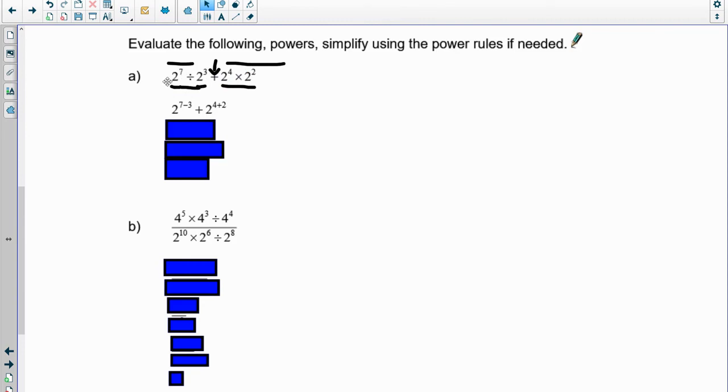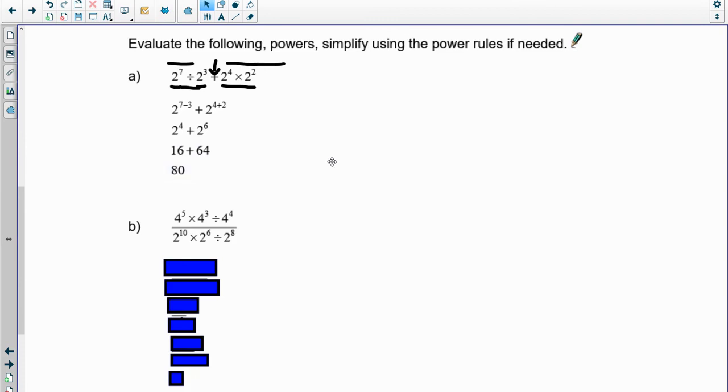2 to the 3. When we divide powers that have the same base, you subtract the exponents, so this becomes 7 take away 3. When you multiply powers that have the same base, you add, so this is 4 plus 2. So that becomes 2 to the 4, because 7 take away 3 is 4, and 2 to the 6, because 4 plus 2 is 6. Now this adding means you cannot put the 4 and 6 together. Those are separate. So that becomes 16 plus 64, which is 80.